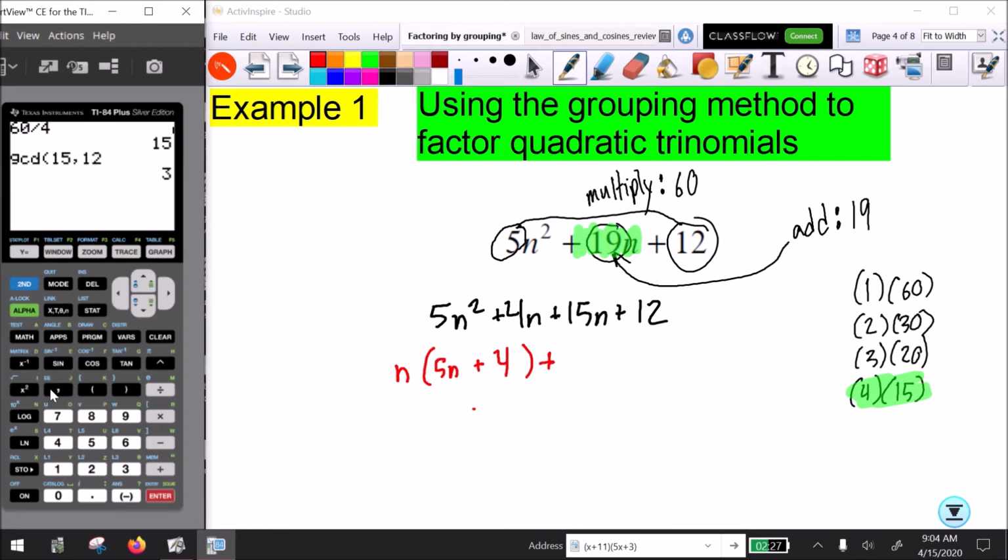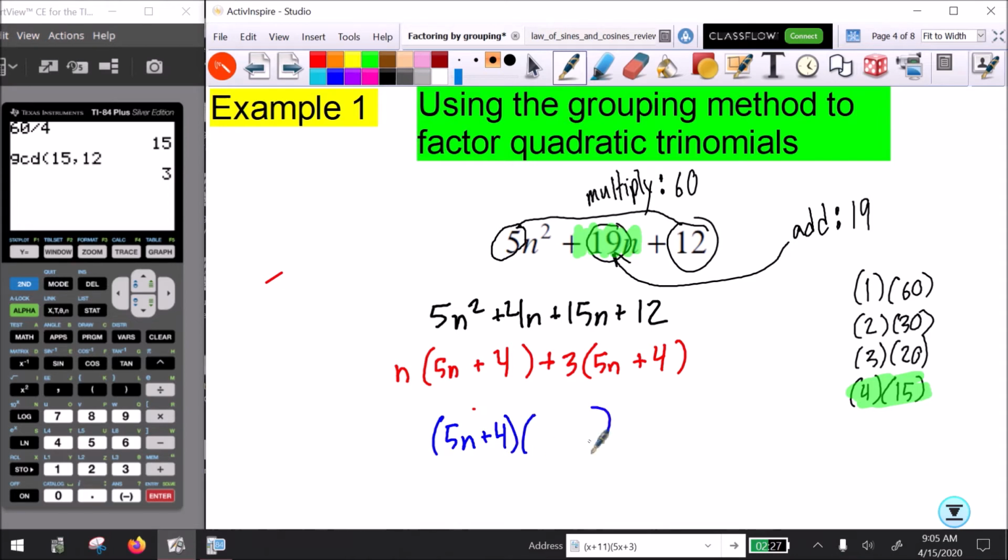They're each divisible by 3, so I'm going to factor out a 3. 3 times what is 15n? Well, 3 times 5n. 3 times what number is 12? 4. Notice we have this situation where we have a common binomial factor here that we can factor out further. And we're going to pull out that 5n plus 4.